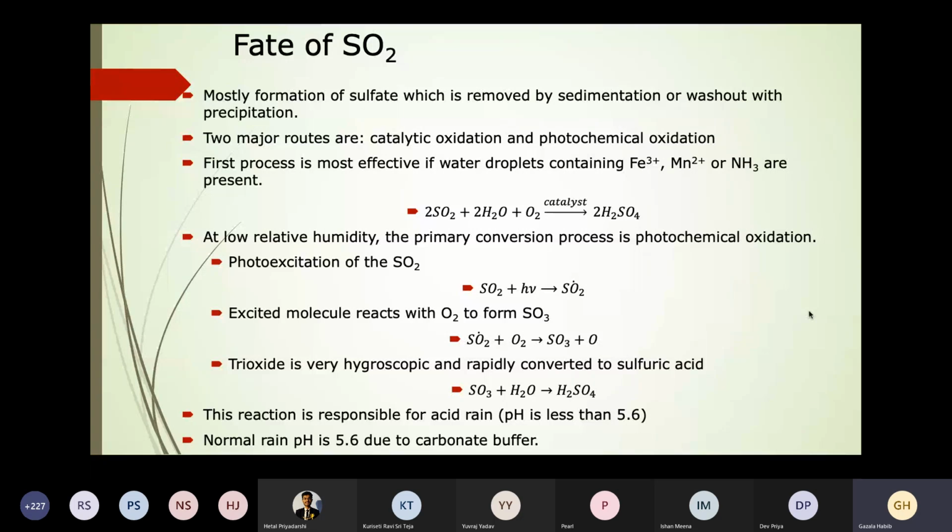Normal rain pH is 5.6 because it contains carbonate buffers. Otherwise, if H2SO4 is present, then it would be less than 5.6.